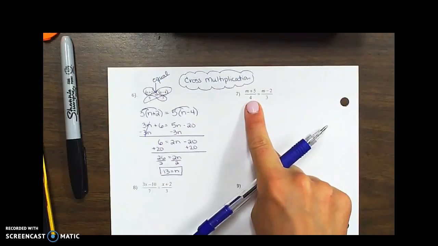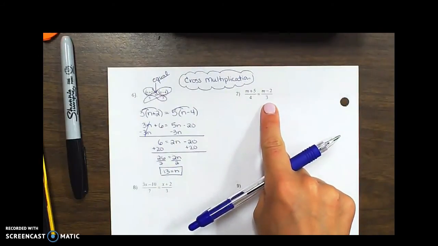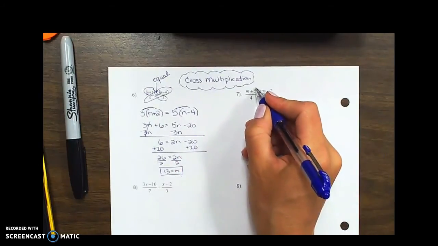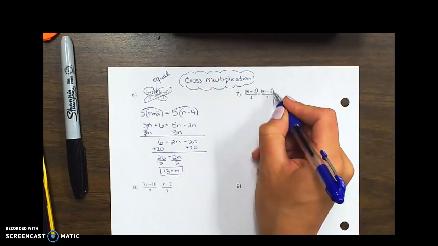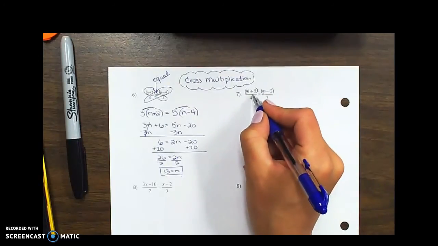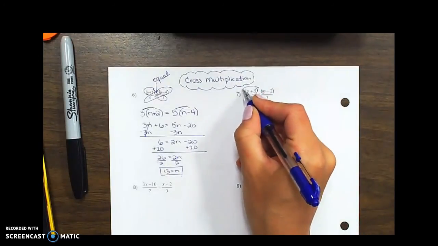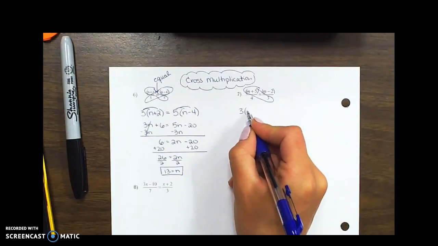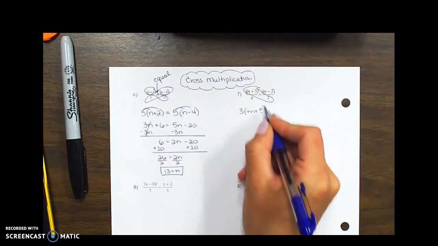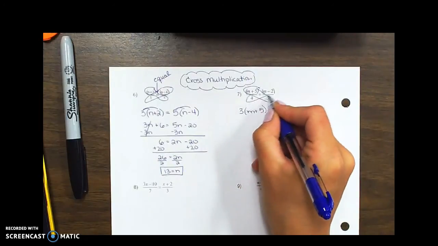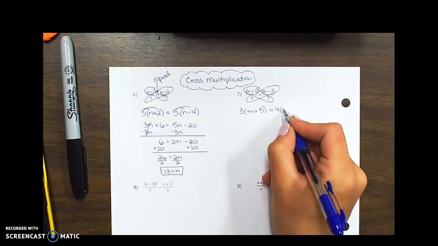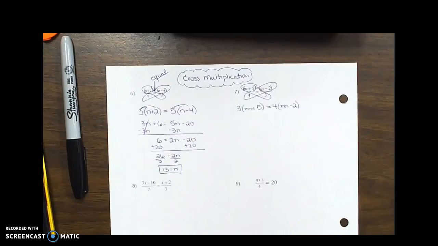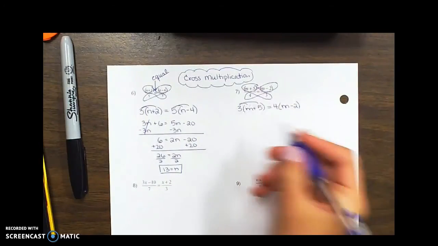So again, fraction equal to fraction. So I can use my new strategy of cross multiplication. I'm going to put parentheses around my binomials. And now, because it's fraction equal to fraction, I can cross multiply. So 3 times m plus 5 equals 4 times m minus 2. So the whole reason we do this is to get rid of the fractions. And now we can go ahead and simply solve.